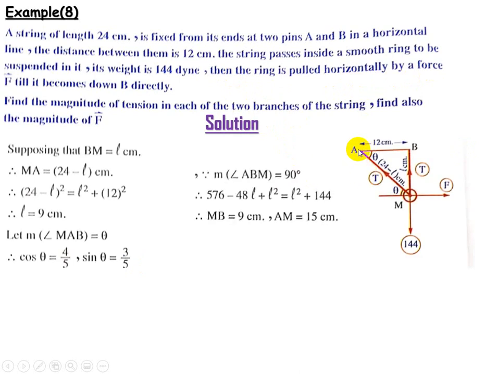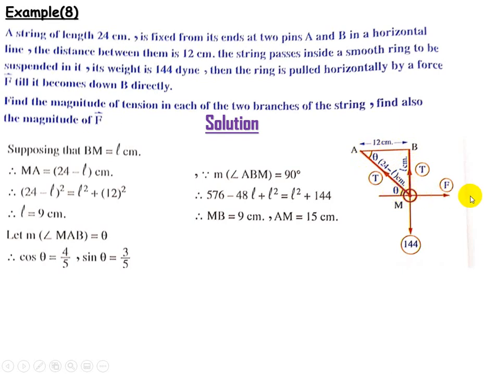Here are the 2 points A and B, and the string here consists of 2 parts, as here. The distance between A and B is 12, and the length of the string is 24. So we suppose that MB equals L, and MA will be 24 minus L. By applying Pythagoras theorem in the triangle ABM, we have that the length L equals 9. So the measure of angle MAB, we call it theta, alternating, so this angle is also theta.